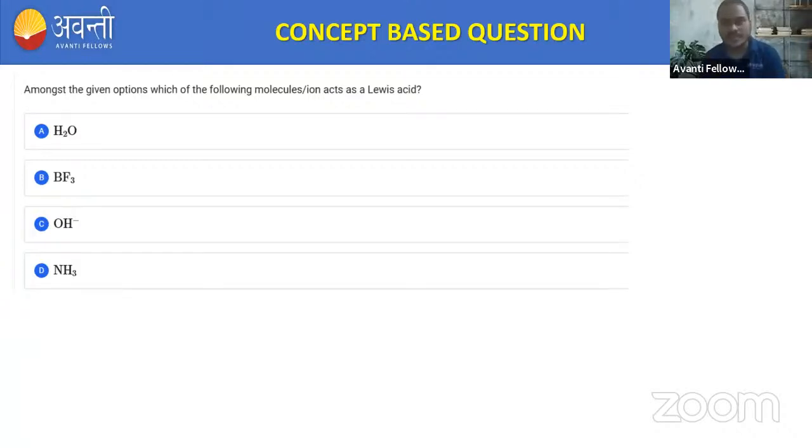Similarly, what are Lewis bases? Lewis bases have a lone pair of electrons, so they have a tendency to donate this lone pair. They are known as Lewis bases. So Lewis acid means deficiency of electrons, and Lewis base means having electrons to donate. Now they are asking which of the following is a Lewis acid. H2O has lone pairs on the oxygen, so it behaves as a Lewis base.